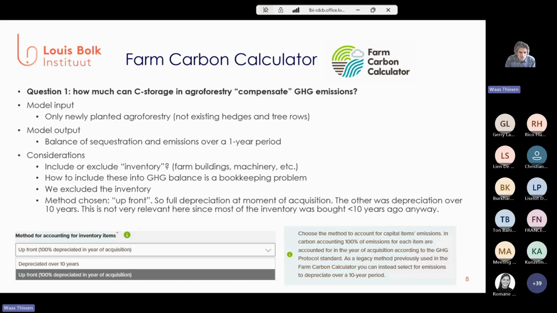Some considerations we had to take were, do we include or exclude the inventory, which is all the farm buildings and machinery? It really comes down to a bookkeeping problem, like how are you going to make the balance? We excluded the inventory, so we said all of the greenhouse gas emissions associated with all of the farm inventory is cancelled, is depreciated at the moment of acquisition. So these types of things have to be taken into consideration when doing these type of calculations.